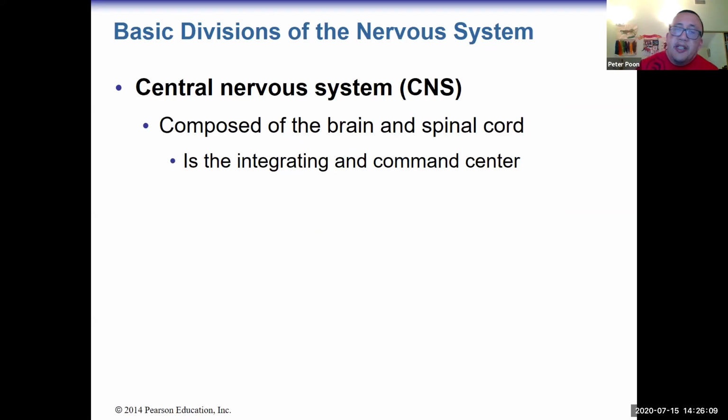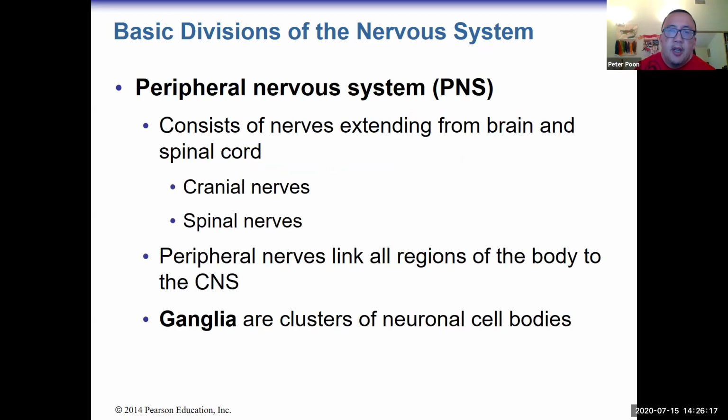So the basic division of the nervous system: the CNS is composed of the brain and spinal cord, an integrating command center, and then you have the PNS. The PNS consists of everything extending from the brain and spinal cord, so the cranial nerves and spinal nerves, and the ganglia. The ganglia are clusters of neuronal cell bodies.